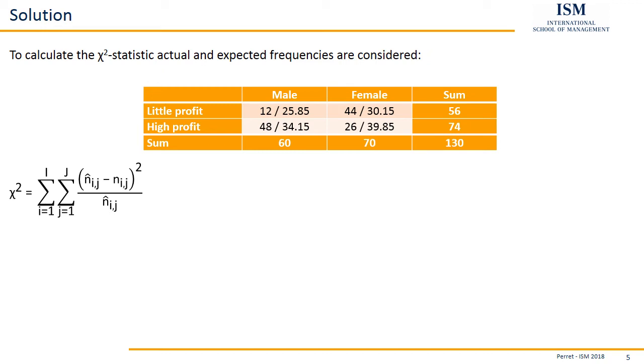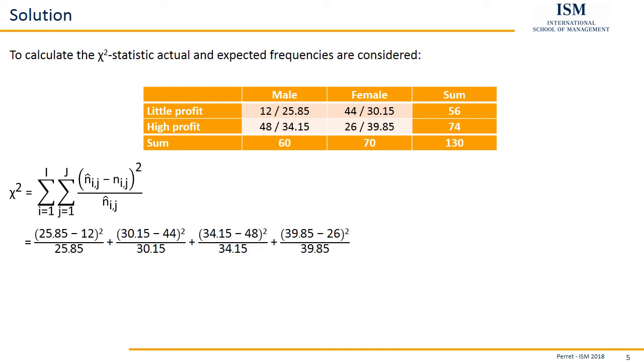This is the first part. We do something similar for all 4 parts, yielding the following 4 terms. Here it's interesting to note we have 4 different cells and we will get 4 different terms for the chi-squared statistic.